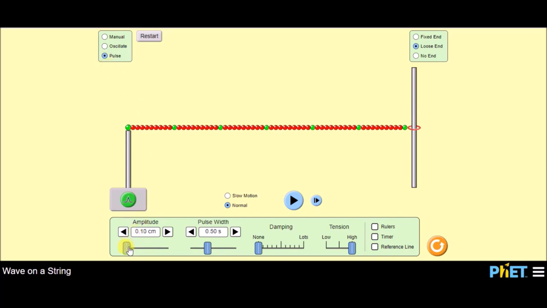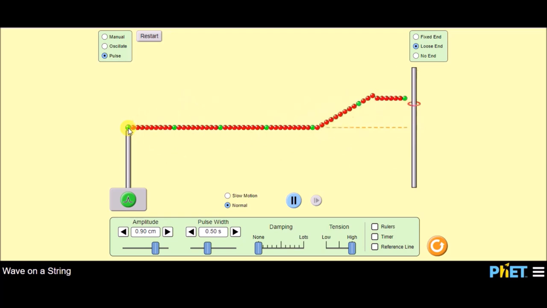And for that we have to increase this amplitude to some higher level. Let it be like this, right? Now if you provide a pulse, see. In this case, it is going to this point and there is some sort of reflection, it is coming back. At the loose end, there is no phase change and it is coming back with the same phase, but at this fixed end, as you can see, it is getting a change of pi, or the pulse is being inverted.